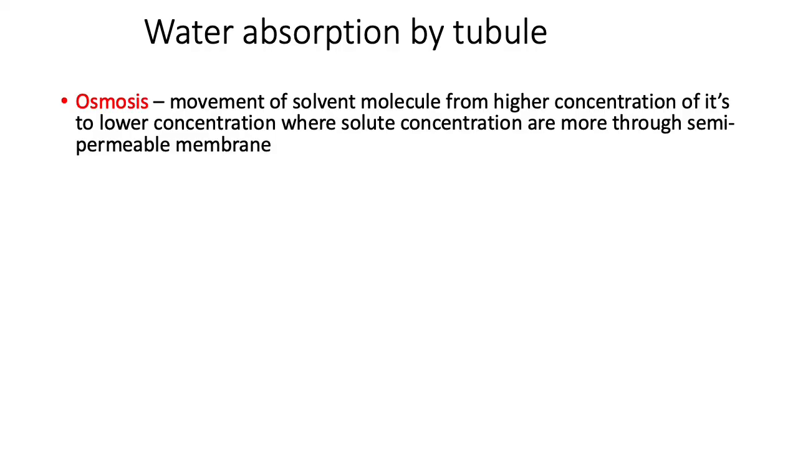Now we are discussing water reabsorption by the tubule, mainly by the process of osmosis. It is the movement of the solvent molecule from a higher concentration to a lower concentration of the solvent, where the solute concentration is more. How is the solute concentration more, and where? After reabsorption of so many solutes from the tubular lumen to the interstitial space, the solute concentration becomes more, and because of that, water is automatically reabsorbed by solvent drag through osmosis.